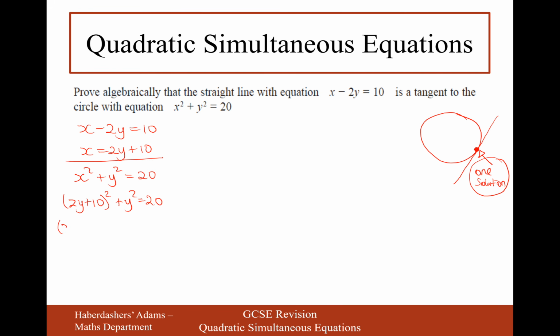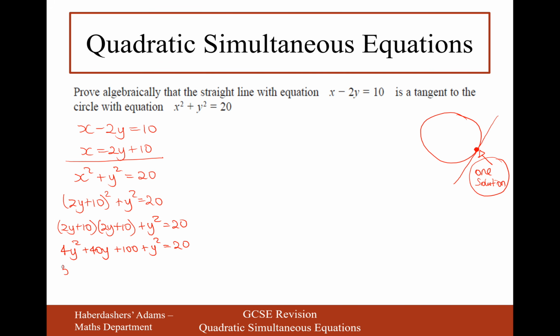The next thing we need to do is expand 2y plus 10 squared, and when it's 2y plus 10 squared, it's effectively 2y plus 10 multiplied by itself 2 times. That's what the little 2 represents. So expanding the brackets, it's going to be 4y squared plus 20y plus another 20y, that'll make it 40y in total, plus 100, plus y squared equals 20.